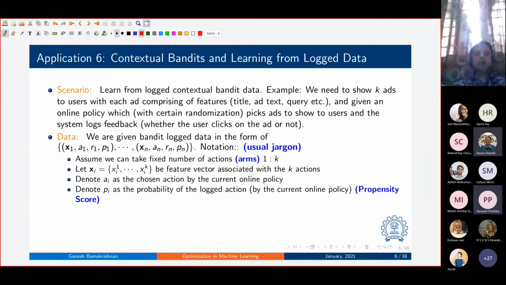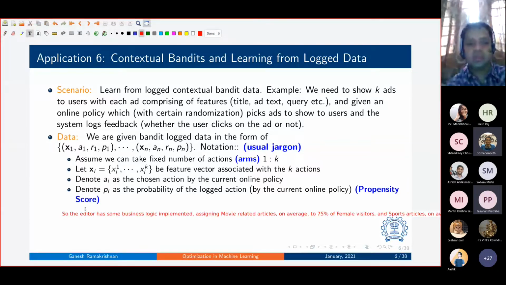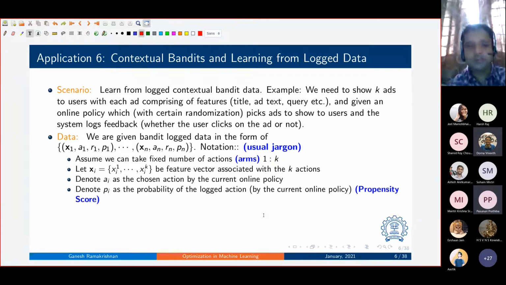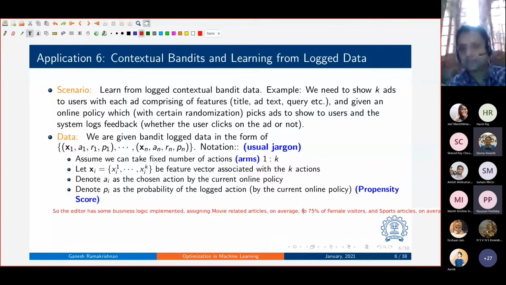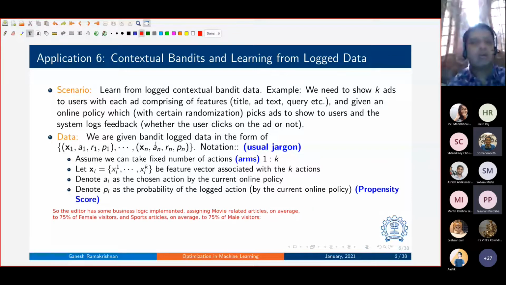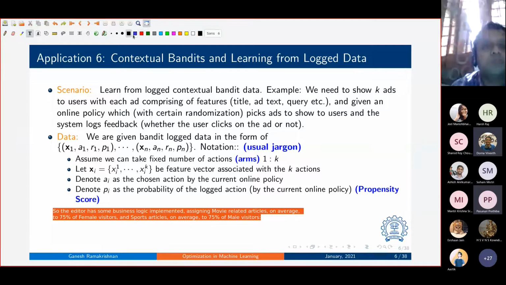Now, Pi is the probability of the logged action. This is also called the propensity score. Pi is called so because of its propensity. As I said, there's this propensity. I'll give the same example. So this exact statement is a propensity. So we need to adjust for this propensity score. That's the next step.